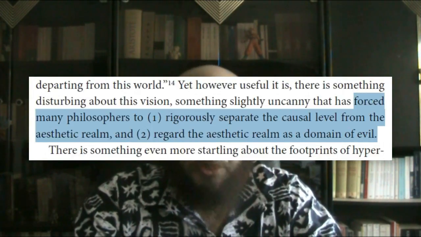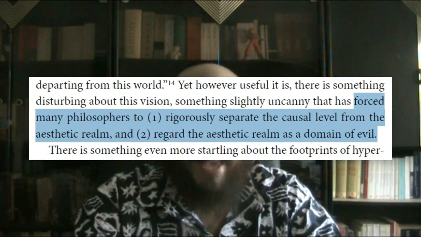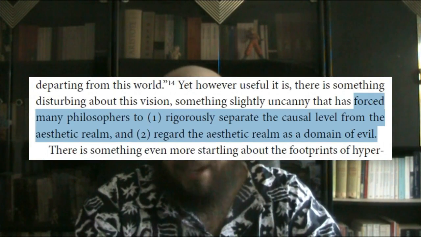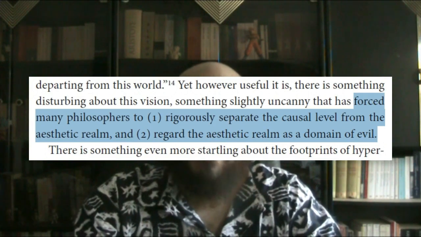And it has a huge uncanny feeling to it, something that Morton says forced many philosophers to, one, rigorously separate the causal level from the aesthetic realm, and two, regard the aesthetic realm as a domain of evil. And so we are often too quick at separating the two realms of causality and aesthetics, because when they are intertwined, you basically start creating monsters, like Frankenstein monsters. Frankenstein's monster. When Victor Frankenstein creates his monster by assembling different body parts, that's when the aesthetic enters into the causality.